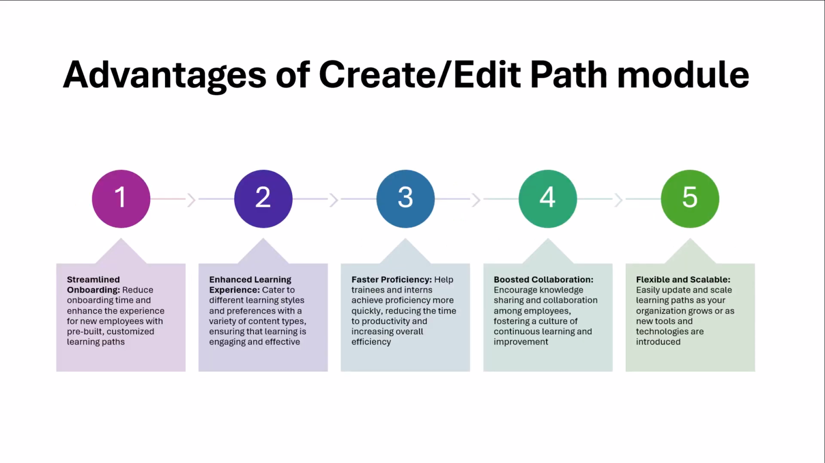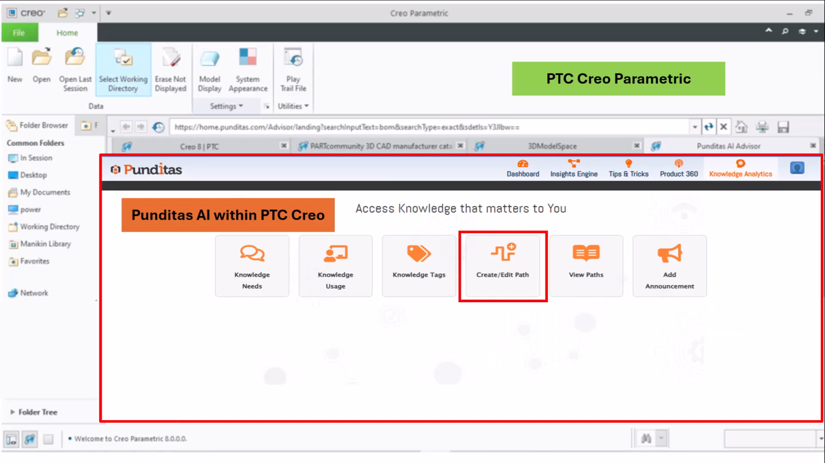Punditas AI enhances your training with streamlined onboarding, reduced training time, and personalized learning paths. It fosters faster proficiency, boosts collaboration, and supports continuous learning. Plus, it's flexible and scalable to grow with your organization. You can use Punditas AI's Create or Edit Paths module directly within PTC Creo Parametric.